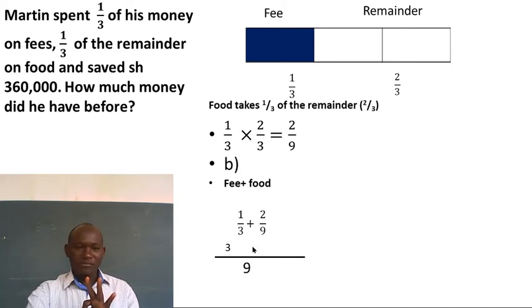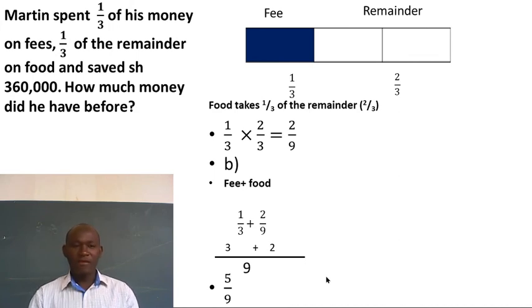We have 3. Now that we have 3, the operation which is there is addition. Then 9 divided by 9 is 1. 1 times 2 will still give me 2. So we now need to get the sum of 3 and 2, which is 5. So the total fraction spent on food and fees is 5 out of 9. Remember, those are the two major items Martin spent money on.